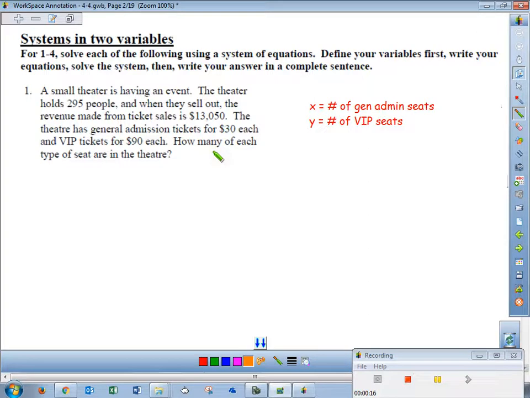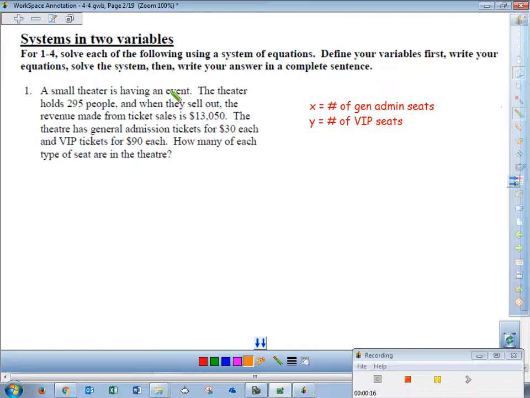Now it doesn't matter which one's x, which one's y, or if you want to use other variables besides x and y, it's no big deal, but accurately define them. Don't just let x equal general admission seats and y equal VIP seats. It's the number of. So we're going to be accurate this go around. So x is the number of general admission seats and y is the number of VIP seats. And you can always pause the video if I'm moving a little too fast for you.